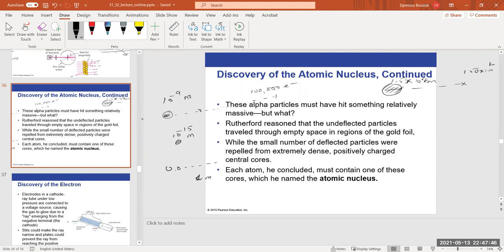So for the vast majority, the atom is empty space. That is, if you compare the size of the nucleus, which is a huge size compared to the electron. Electron size is practically no size at all, okay? So now this distance is a huge distance compared to the Earth-Sun model.